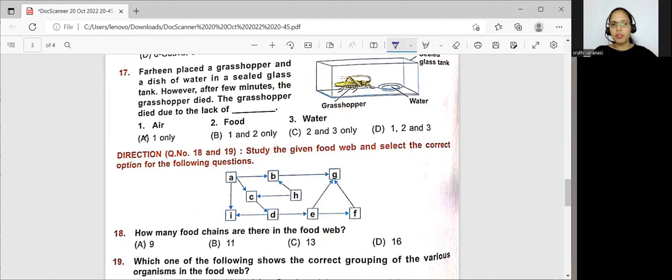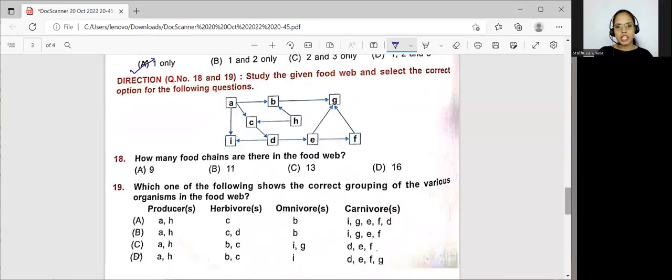Farheen placed a grasshopper and a dish of water in a sealed glass tank. However, after a few minutes, the grasshopper died. Now, the grasshopper died due to the lack of what? Also, water is there. The glass tank is sealed. That means it is not getting enough air inside it. Okay, after some time the oxygen will be finished and it can't breathe any further. Now as it is glass, light can be nicely entering inside, so it has light and water, but it is not having air. Therefore, due to the lack of air it will die. Okay students, so one is the correct answer.